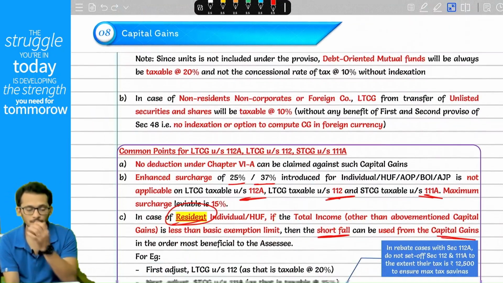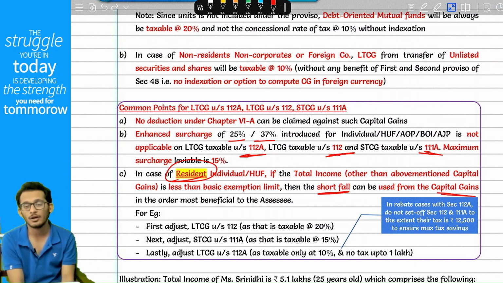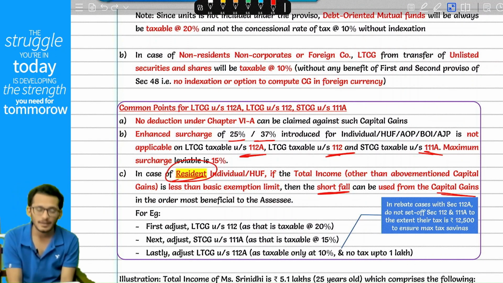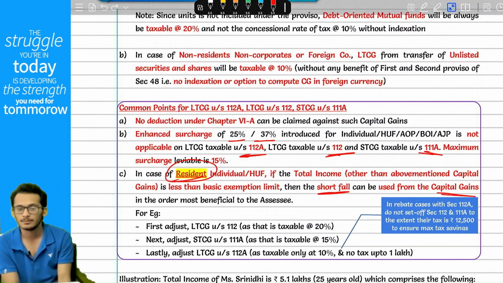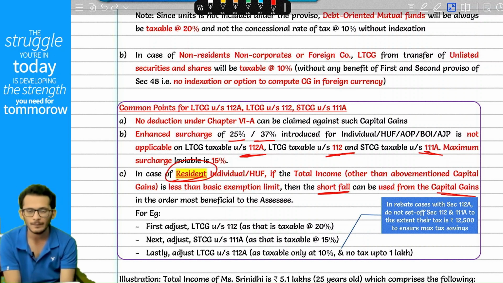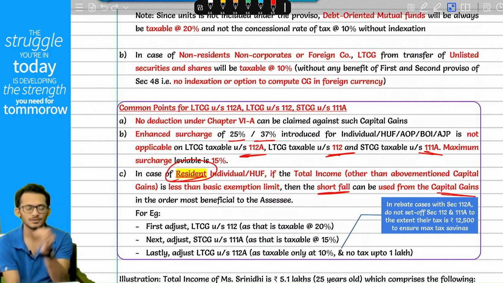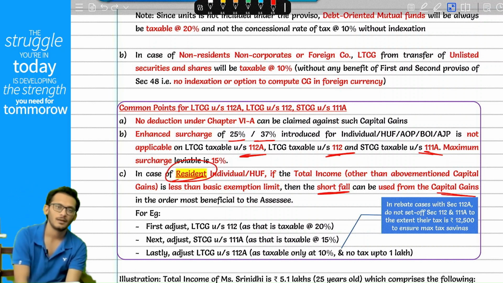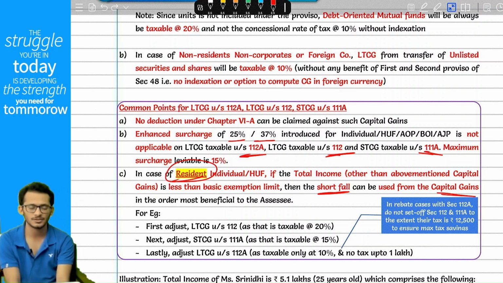Next, they are telling that if you are found to be a non-resident, and you have some unlisted securities, then in that case I will make the tax rate directly as 10%, subject to the condition that I will not let you claim any indexation, nor will I let you do computation of capital gains in foreign currency.